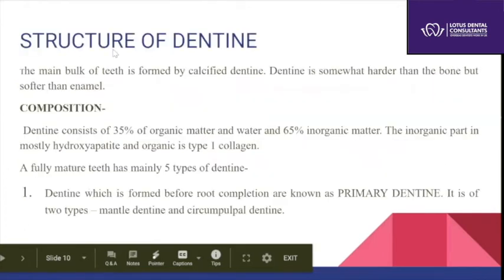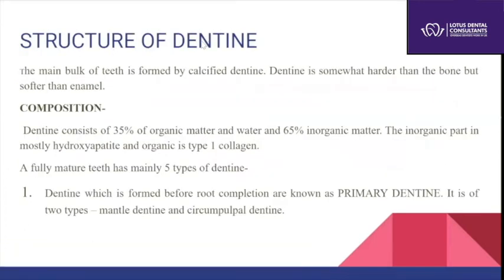Now moving to the structure of dentine. See, in dental histology, many questions are asked. So all these structures have to be really learned by heart. Now the dentine forms the main bulk of the teeth and is formed by calcified dentine.